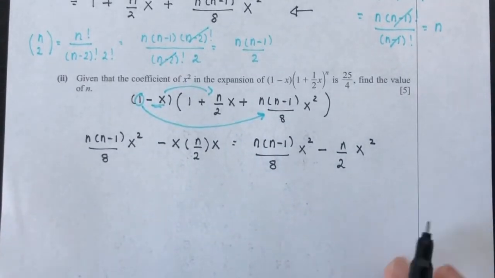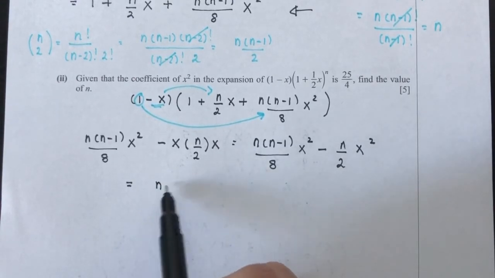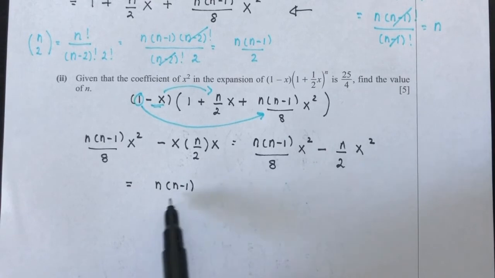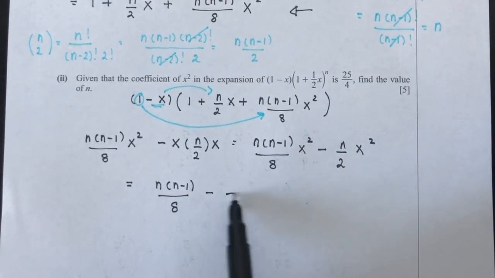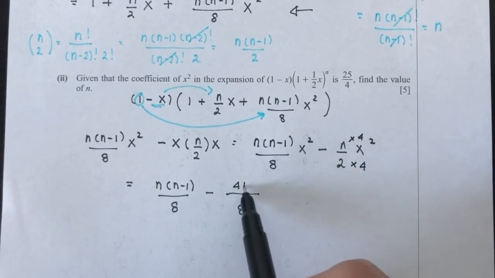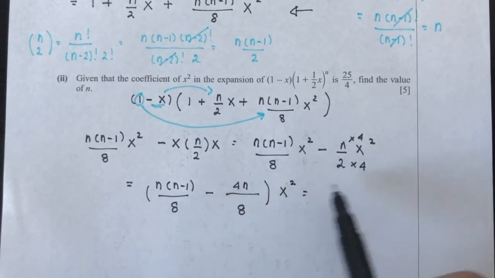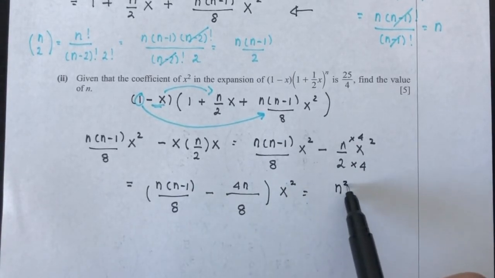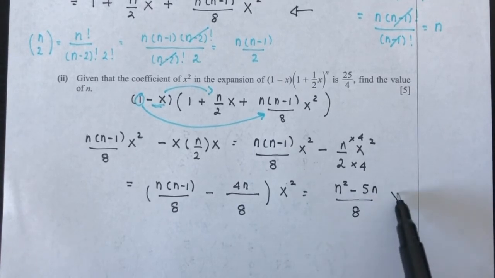Now let's simplify this. You will have something. So n minus 1 over 8. So let's make this become 8 as well. So minus over 8. How can you make 2 become 8? You have to multiply by 4. Multiply by 4, you'll have 4n. And you take out x squared. And simplify, that will be n squared minus n minus 4n, that should be minus 5n over 8 x squared.